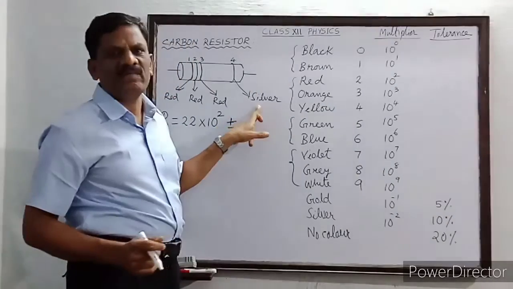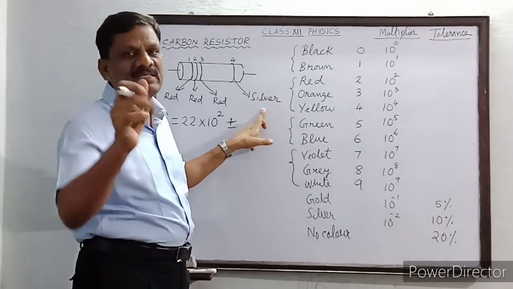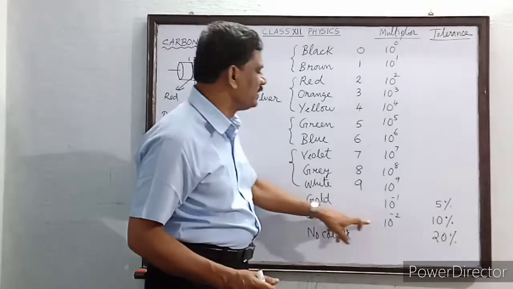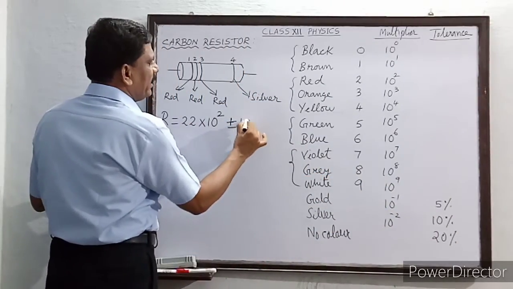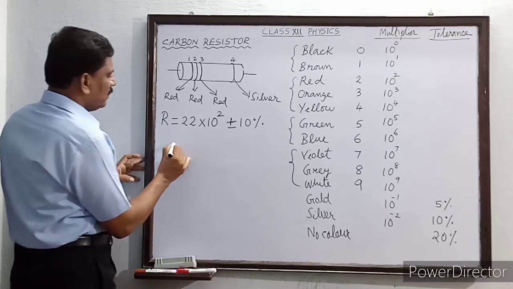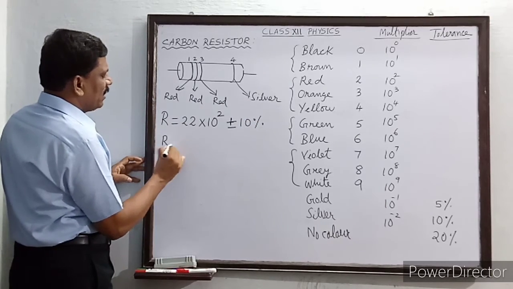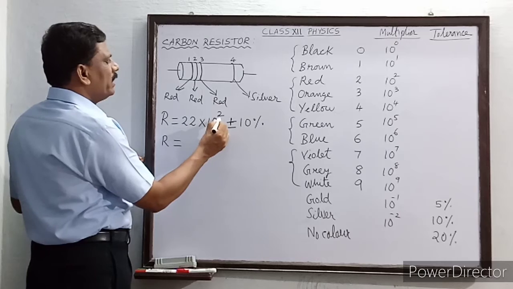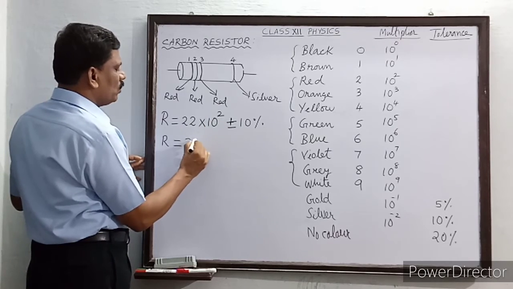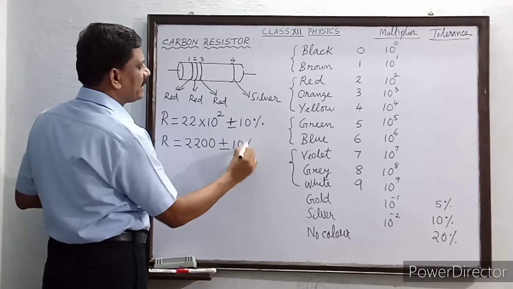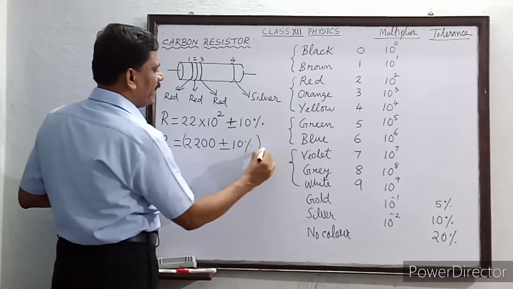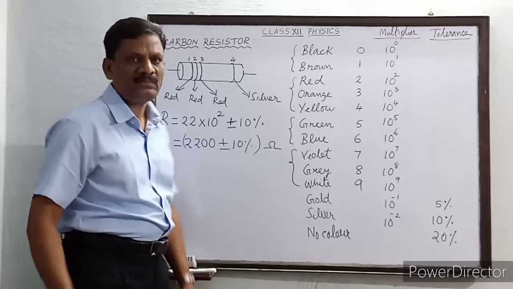And what is the color given for that? Tolerance ring is what? Silver. For silver, how much percentage? You see that it is 10%. So this is plus or minus 10%. So the value of the resistance R must be equal to 2 into 10 power 2, which is what? 2200 plus or minus 10%. And this is the value of the resistance in ohm.